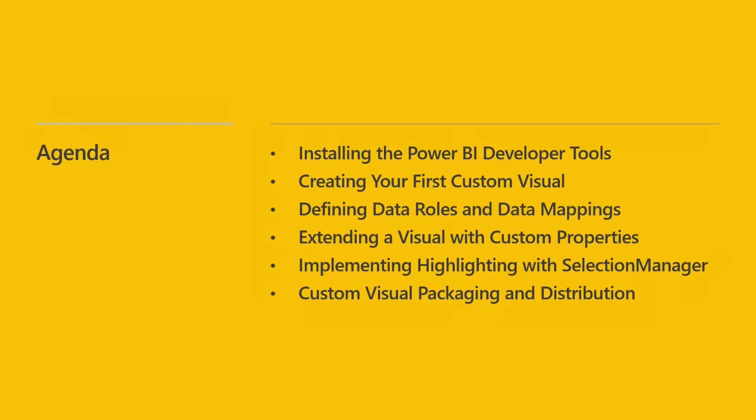We're going to create the first visual using the tool set. We'll then get into a more abstract discussion about defining visuals with things like data roles and data mappings. We'll talk about adding custom properties to a custom visual. And then we'll hit a couple advanced topics such as implementing highlighting with the selection manager. And then we'll end with a quick discussion of how to package up your visual for distribution and how you can deploy it to the organizational visuals gallery if you'd like.